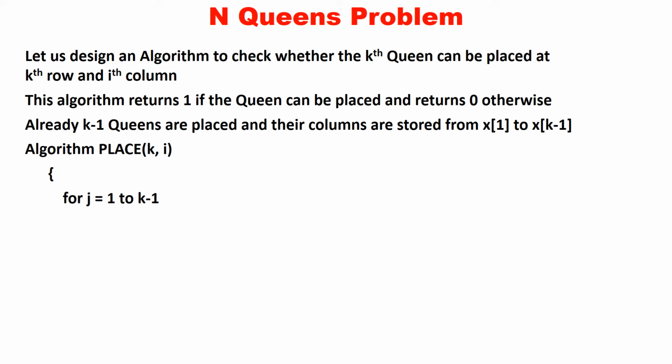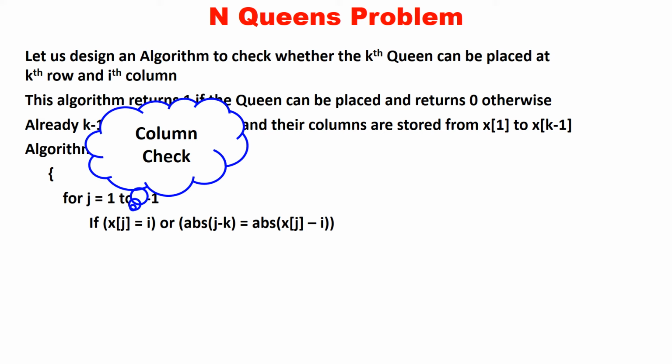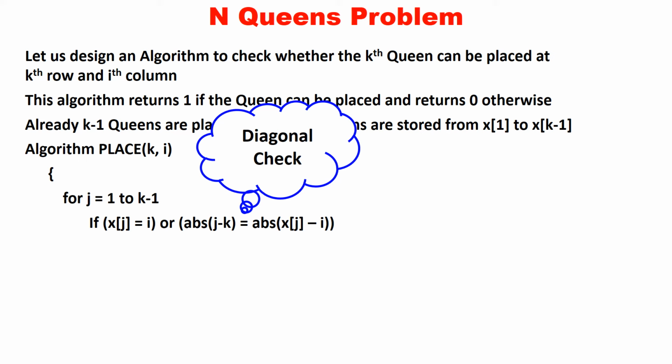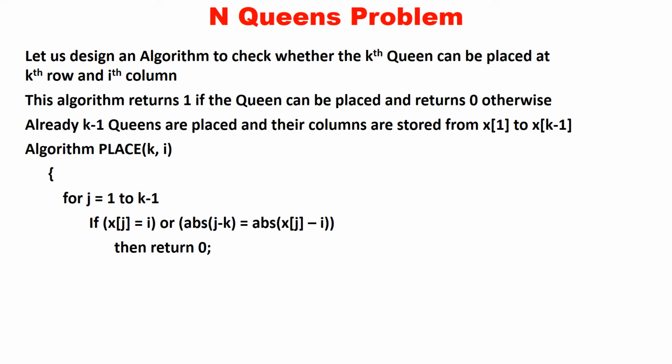So for j equal to 1 to k minus 1, we have to check with all the previous k minus 1. X of j is equal to i. This is the column check. We are checking whether there is a column clash. Absolute of j minus k is the row difference. Absolute of x of j minus i is the column difference. This is the diagonal check, to see if there is any clash with respect to the diagonal.